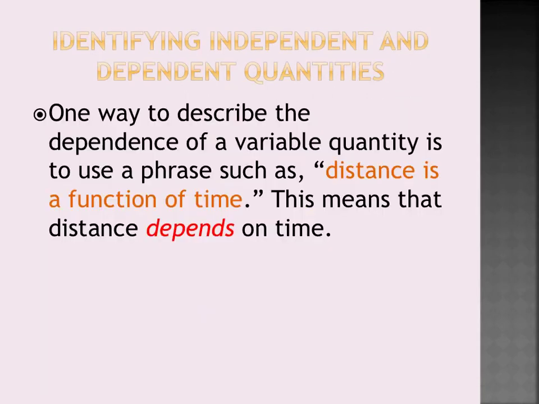So one way to describe the dependence of a variable is saying a phrase such as distance is a function of time. So we're saying that distance is dependent on time. So that means my distance here would be the y value because it is the dependent value. And then time would be the x value because it is independent of the distance.